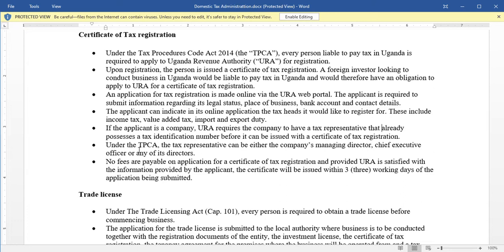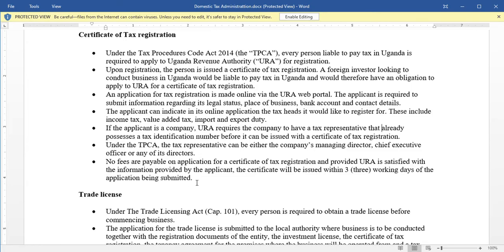Then, under the Tax Procedure Code Act, the tax representative can either be a company's managing director, chief executive officer, or any of its directors. So the tax representative, the one who is supposed to have a tax identification number, can either be the managing director, chief executive, or any other director of the company.